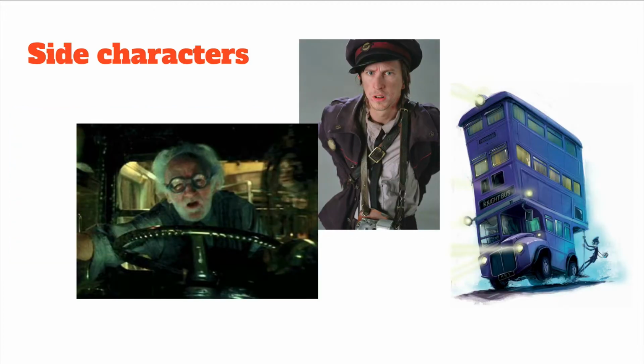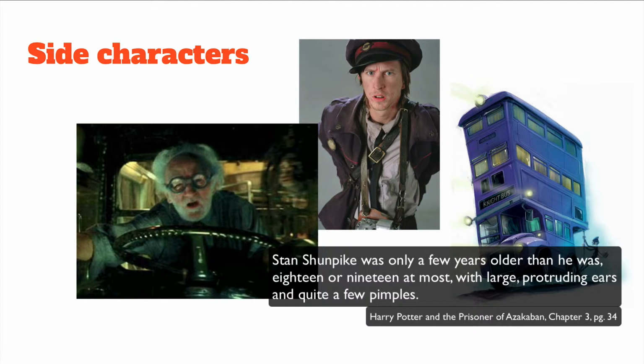Usually with side characters, they're in the book for a very short amount of time, and that means we can't be dedicating entire paragraphs to who they are or what they're going to do. We very quickly need to indicate a visual representation of these characters so that they are memorable and they stick in our brains. In the book Harry Potter and the Prisoner of Azkaban, we meet Stan.